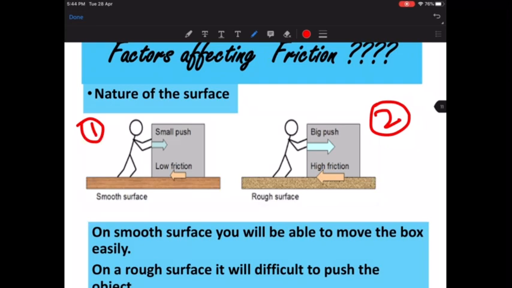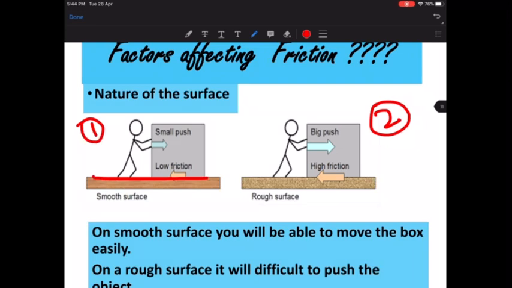So let's say you have a layer of oil or soap here. Now, which one of these two boys will be able to move the box quickly? It is the boy who's trying to push the box on a soapy water or over an oily surface who will be able to push the object faster. Now, why is it so?